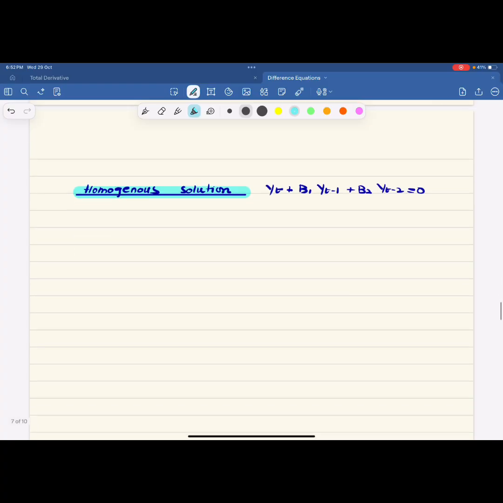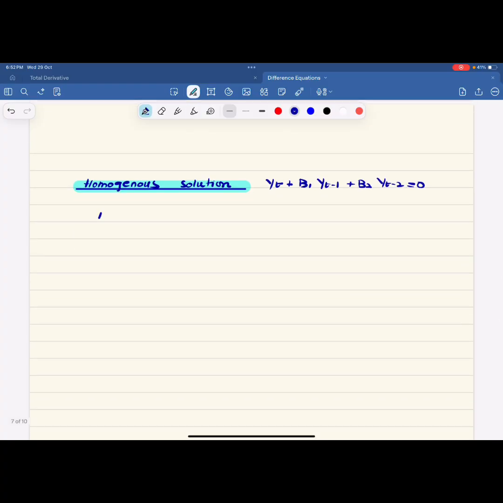So what is our trial solution going to be? Same as before. The trial solution is going to be y_t equal to some constant A lambda to the power t. I don't know why I keep saying alpha, it's actually a lambda.